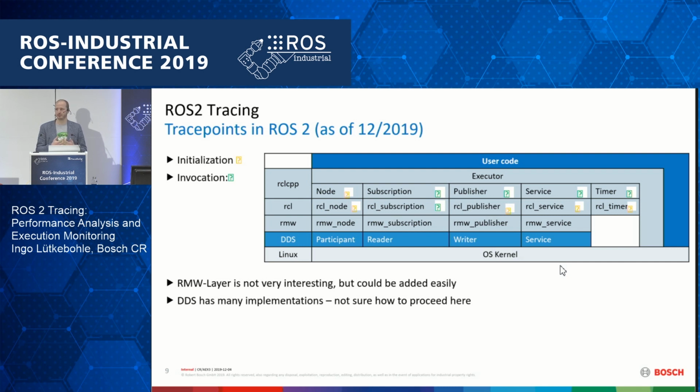The other kind of trace point is an invocation trace point. This is typically what occurs when your system is running. Whenever you get a message and a callback is called to process that message, you get an invocation trace point. You see that on the RCL layer and the RCL CPP layer, we are fairly complete. RMW is at the moment not instrumented because it's not very interesting to us. Most of it is just passed through to RCL anyway.